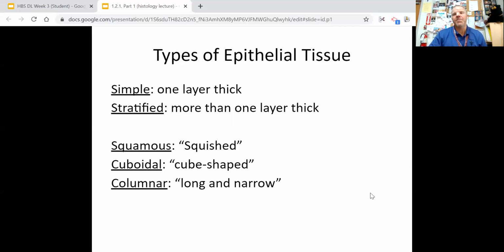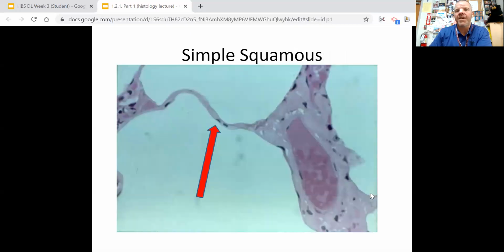And then the last shape of epithelial tissue is columnar. These look like little footballs when you look under a microscope. They're long and narrow like the pillars out front of HCA. And so again, these can be simple columnar or stratified columnar. Let's take a look at some of these.